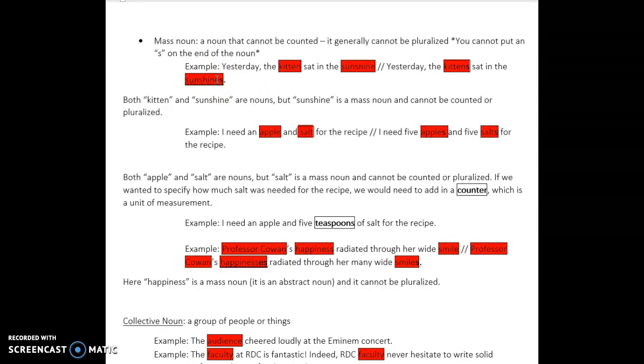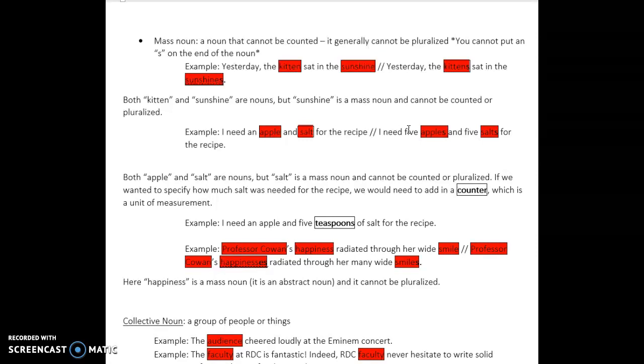Let's try another example. I need an apple and salt for the recipe. Let's see if it's a count noun or a mass noun by pluralizing. I need 5 apples and 5 salts for the recipe. Sounds a little weird. And that's because both apple and salt are nouns, but salt is a mass noun. It can't be counted or pluralized.